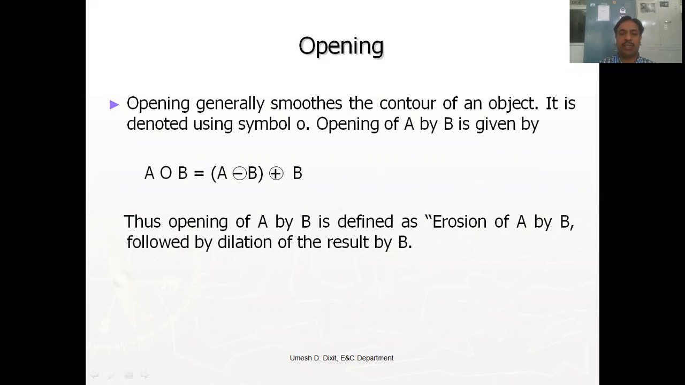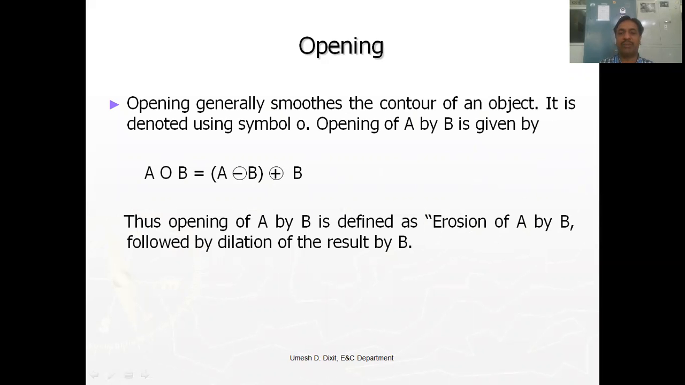Dear students, in the last video, we discussed basic morphological operations. We discussed what erosion and dilation are, and we also saw examples of erosion and dilation operations. So in this video, we are going to discuss three important topics: opening, closing, and hit or miss transformation. Opening and closing are again two important morphological image processing operations.